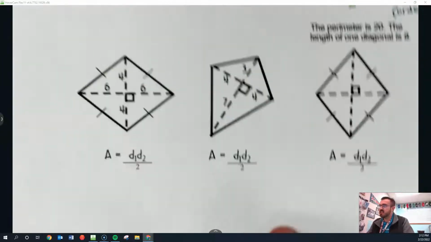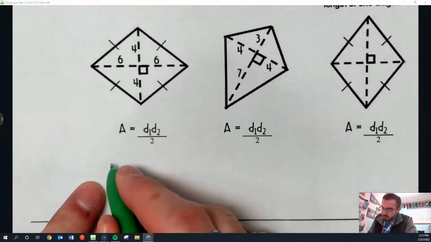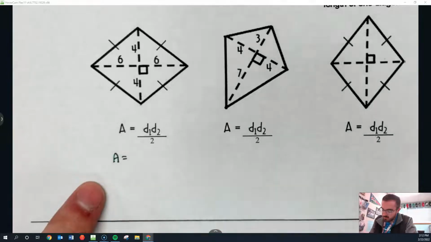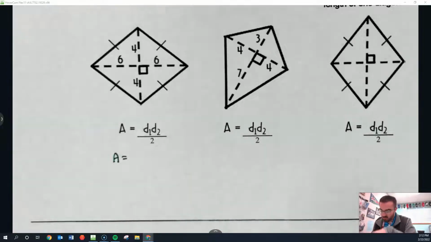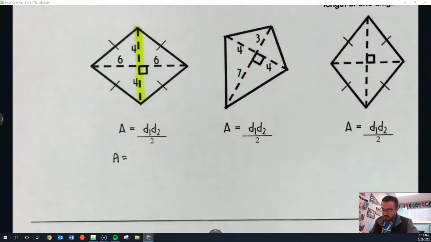Okay, let's take a look at an example. All right, here's our formula. Area equals d1 d2 over 2. Let's plug it in. Area equals... I could call this a diagonal, and I could call this a diagonal.